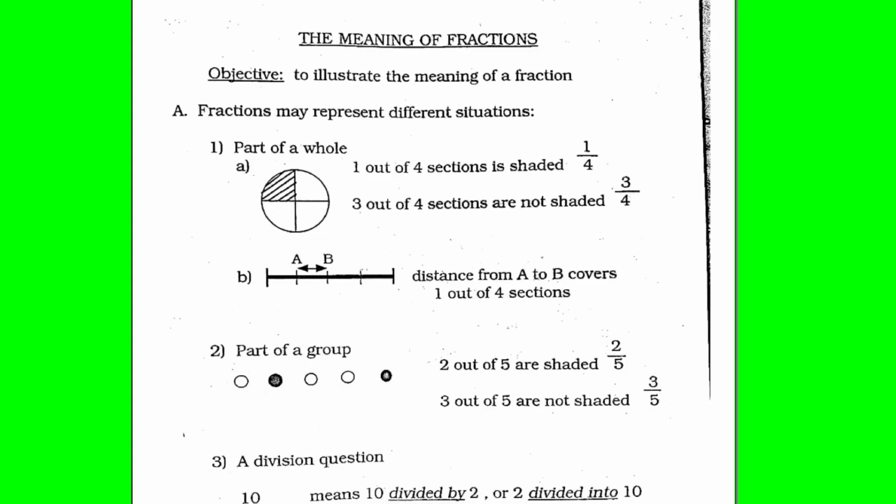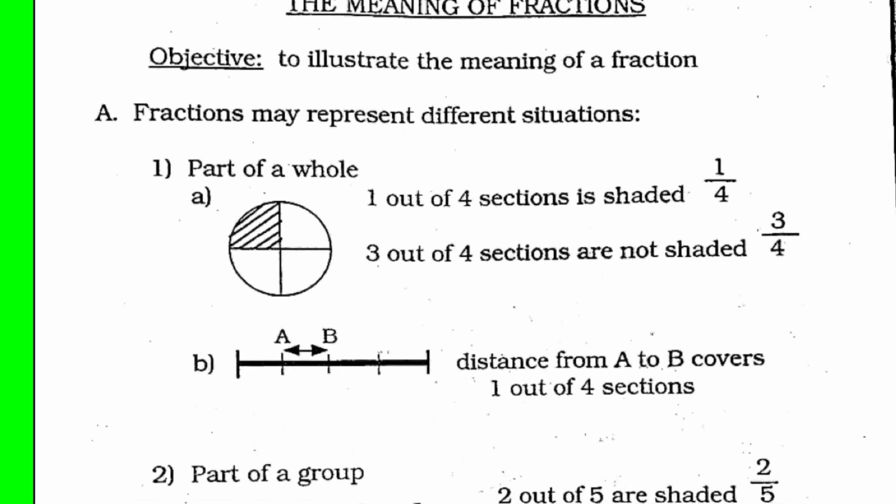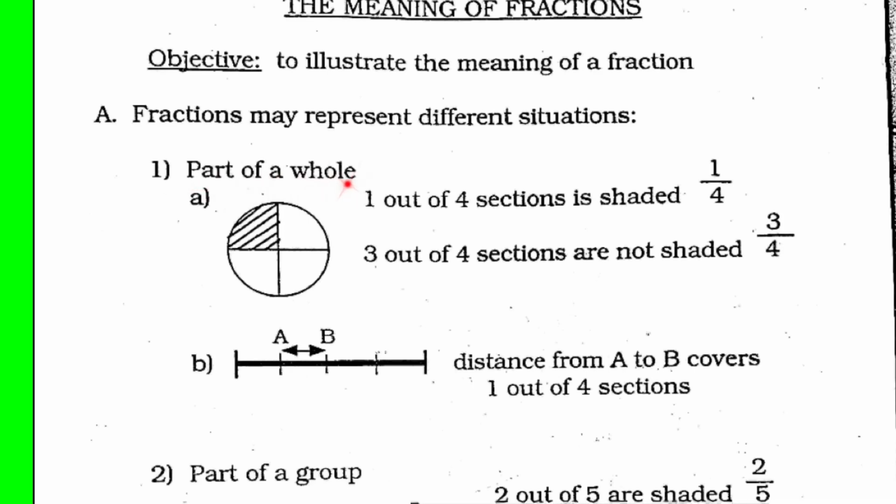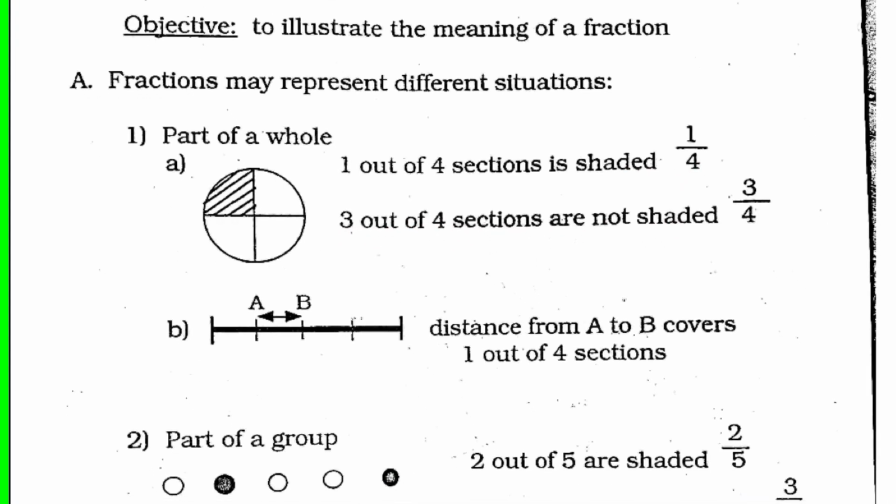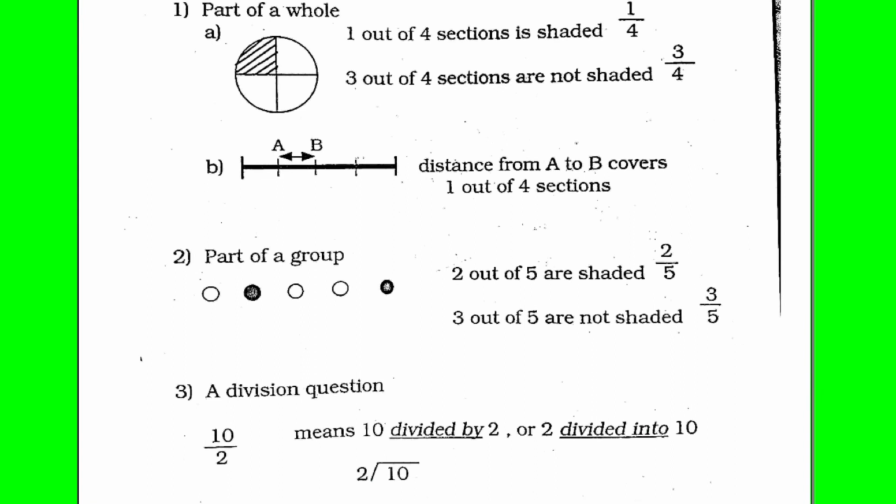And then we talked about some terminology for fractions. I gave the kids a paper and we talked about how a fraction can represent a part out of a whole. So in this shape, 1/4 sections are shaded, 3/4 sections are not shaded. Or we can talk about that distance on a number line. In this number line, it's divided into 4 equal parts, and 1 section out of 4 is represented from section A to B. We also talked about how fractions represent a part of a group. And so we talked about how this one represents 2 out of 5 are shaded, or 3 out of 5 are not shaded.